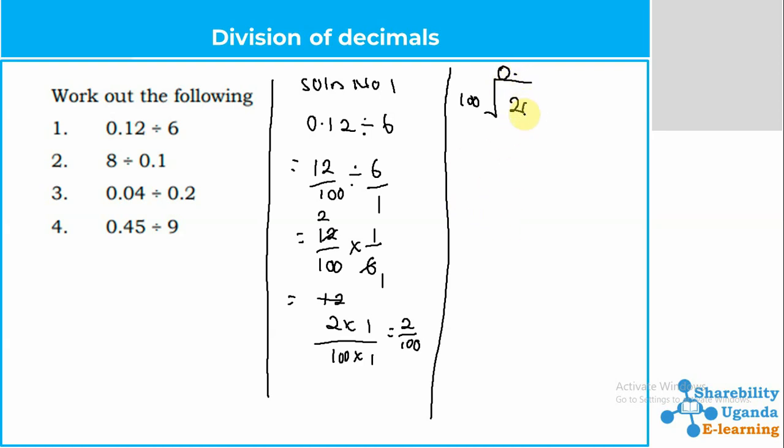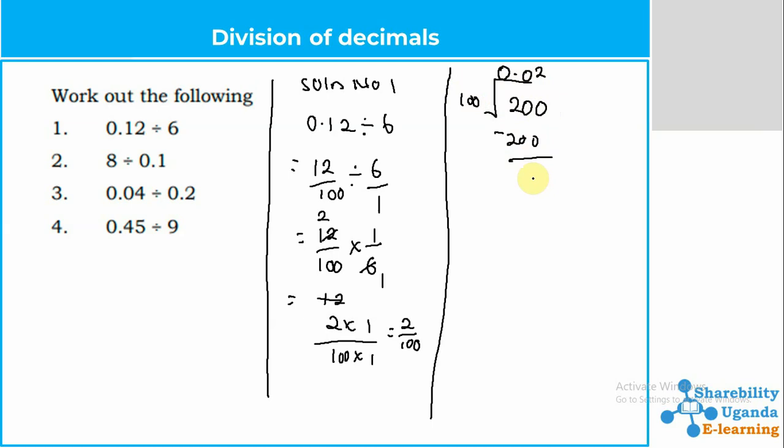This becomes 20. But still, our 20 divided by 100 is still small. What do we do? Here we still introduce our 0. But here we don't put a point because we can't have a number which is point something. So we introduce a 0 and add. So now this is 200 divided by 100. When you divide 200 by 100, we shall get 2. 2 times 100, we get 200.